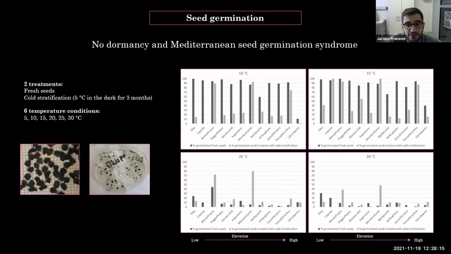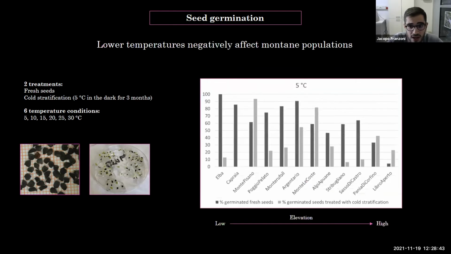For what concerns the results of seed germination experiments, we observed that seeds of all populations are not dormant. In fact, they germinate promptly at most temperatures tested, as we can see from this bar plot, and they prefer the cooler temperatures below 20 degrees, and this reflects the classical Mediterranean seed germination syndrome. However, temperatures below 10 degrees negatively affect the germination of seeds from mountain populations, and this is probably to avoid frost damage during their regeneration stage.